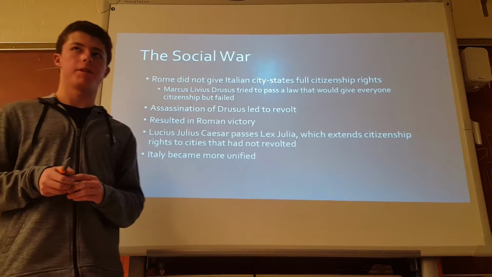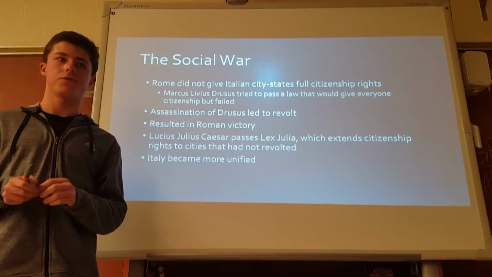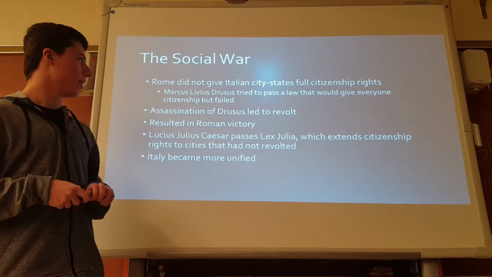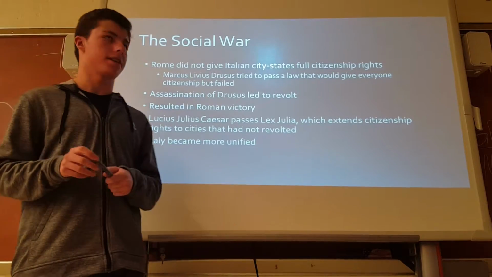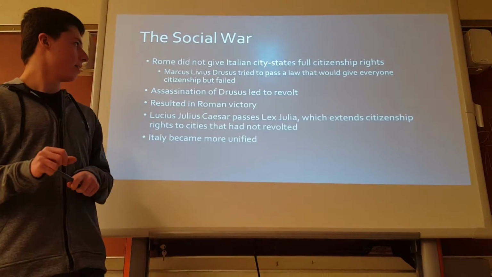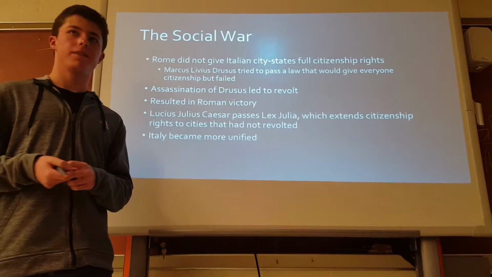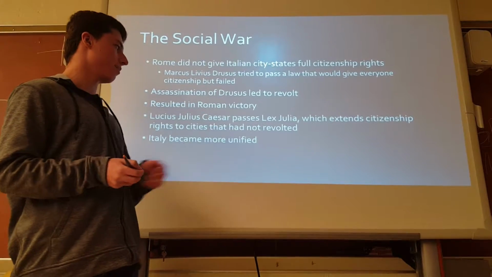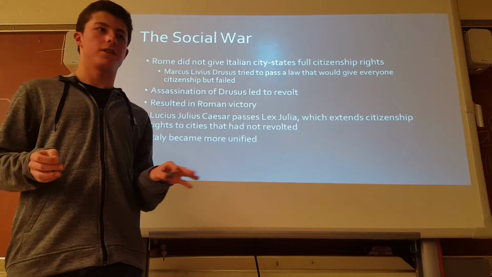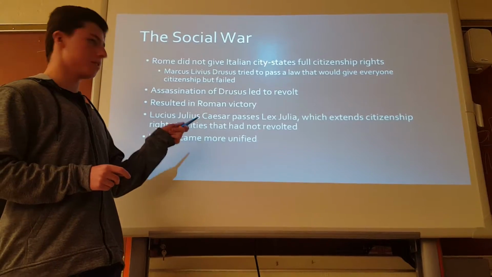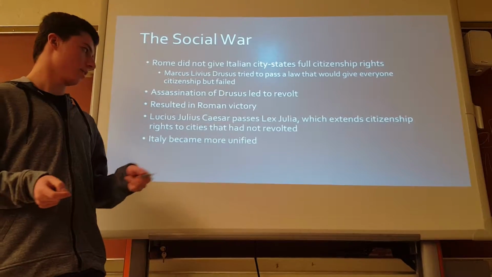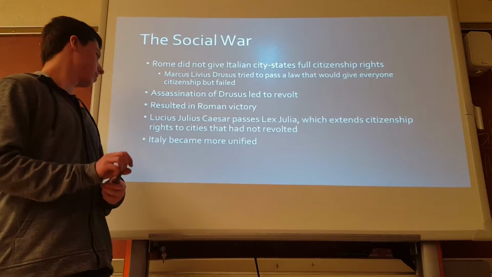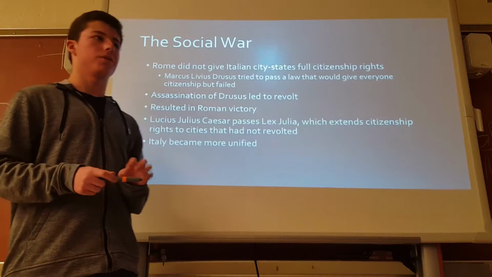When Rome conquered the Italian peninsula, it never gave the city-states citizenship rights, and this was becoming a really big issue. There was a consul named Marcus Livius Drusus who tried to pass a law that would give anyone citizenship, but failed. He was assassinated, which led many of the Italian city-states to wage war against Rome. Rome had the troops and eventually won, but the tensions eased when Lucius Julius Caesar, Julius Caesar's father, passed a law called the Lex Julia, which extends citizenship only to the city-states that didn't revolt. As a result, Italy became more unified.